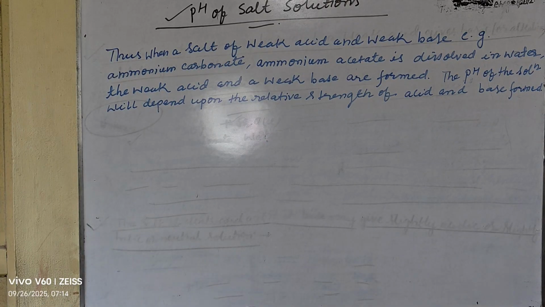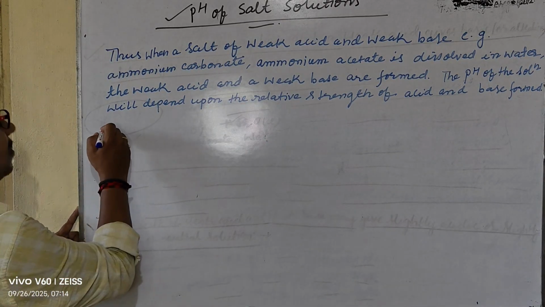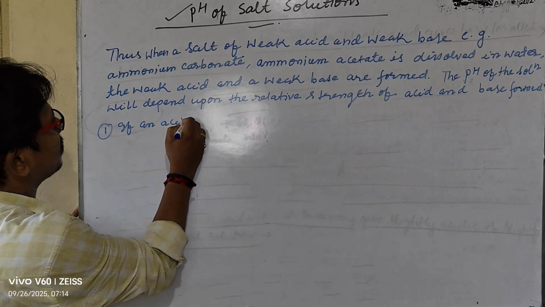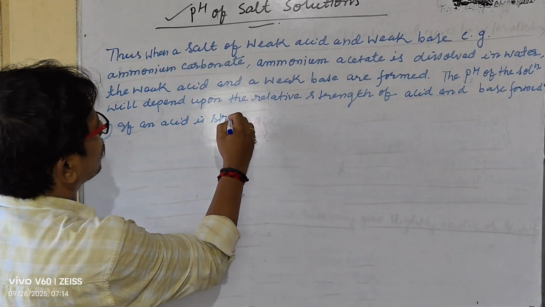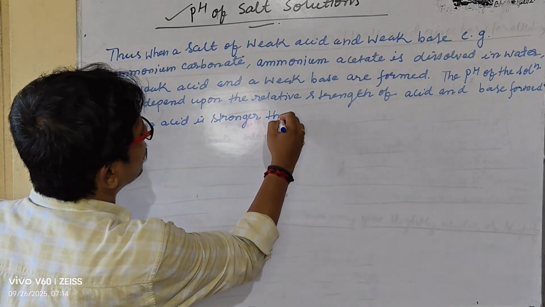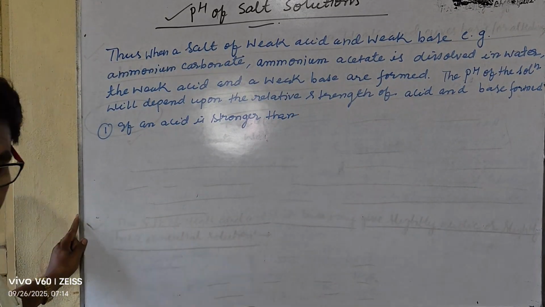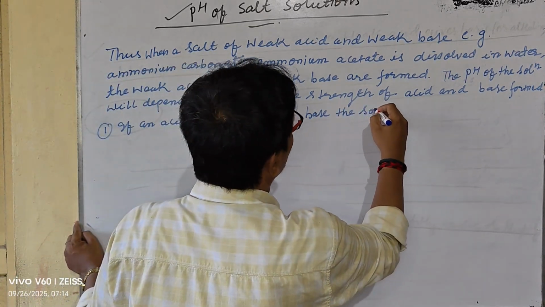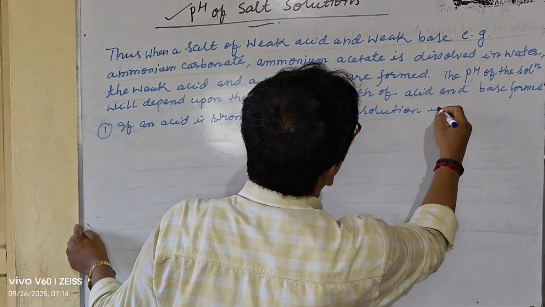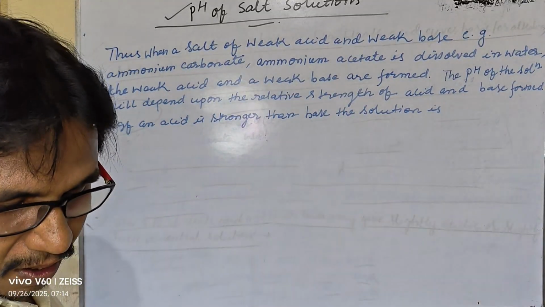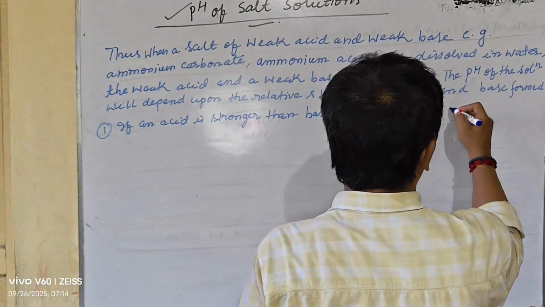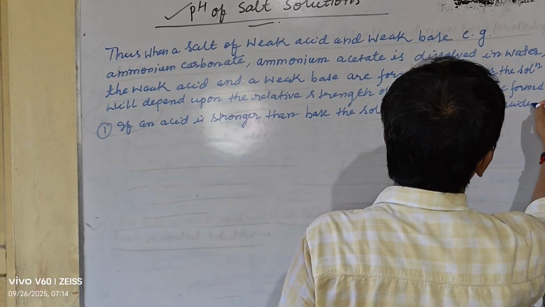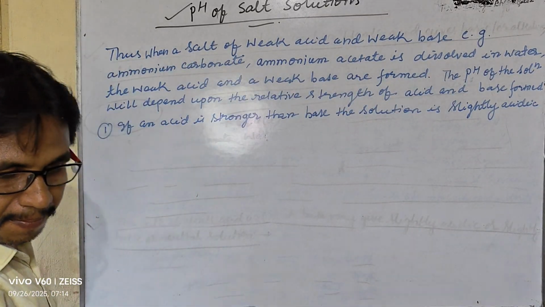First, if the acid is stronger than the base, the solution is slightly acidic. pH is less than 7.